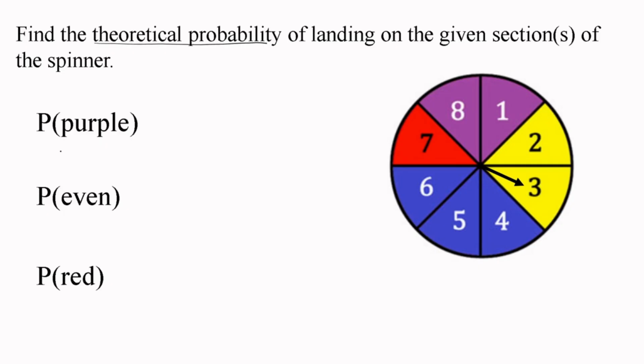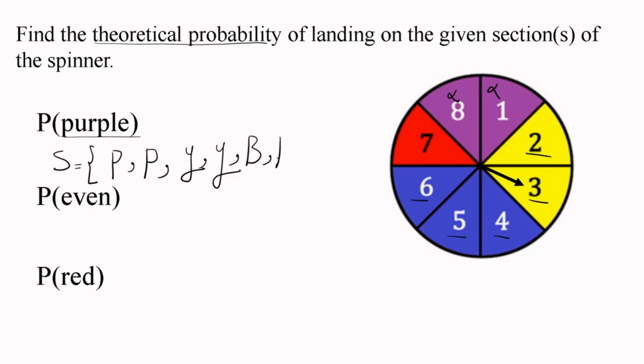So let's write the sample space with each other. I'm going to write the sample space based on color because the probability is talking about color. As you can see, I have 2 purple. I'm going to write it with P, 1P, 2P. I have 2 yellows. I'm going to show it with Y, lowercase y. 3 blues. So 3. This time I'm going to write with capital B. And finally, I have 1 red. This is the sample space that I have here.